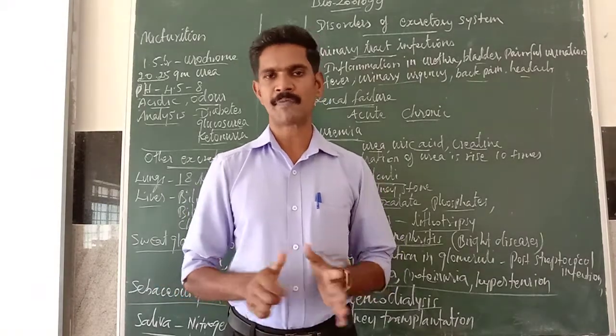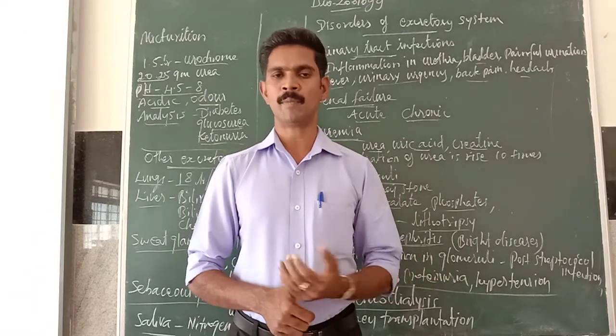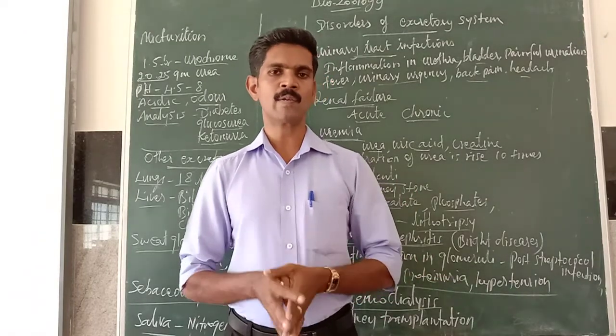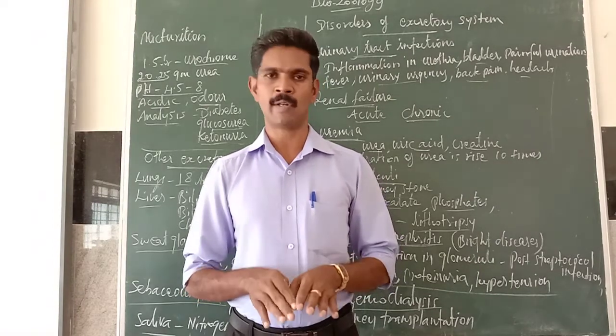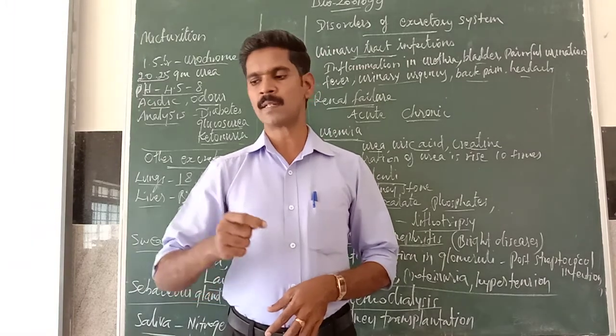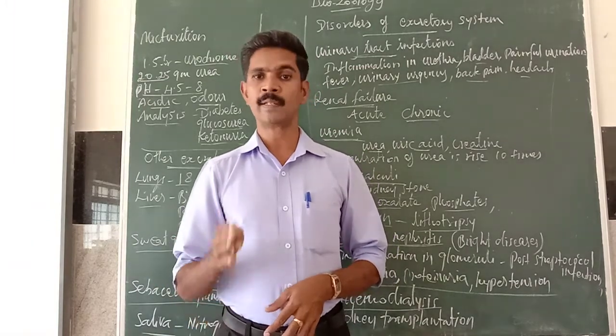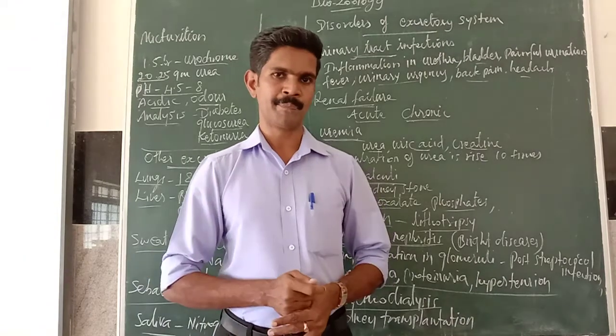If the kidney fails, the nitrogenous waste materials are unable to be removed from the body. So all the nitrogenous waste materials start to accumulate in the blood or in the body. Understand? If all these nitrogenous waste materials accumulate in the body, it leads to severe problems and finally it leads to death. Understand?